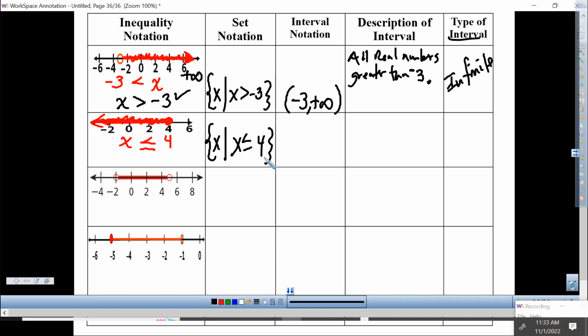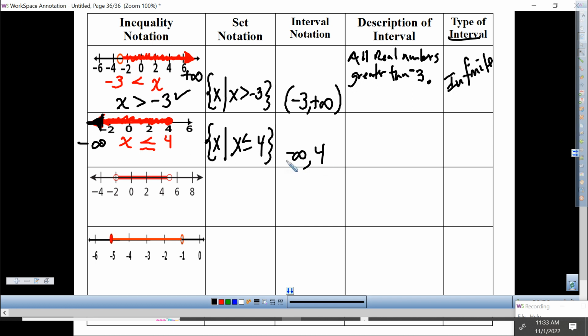All right, let's write our interval. Look at the left side. The left side is continuing to go in which direction? That direction, and it keeps going to what? Negative infinity, because it doesn't stop. So it's going to go to negative infinity on the left side. How about the right side? It goes to what? To 4.